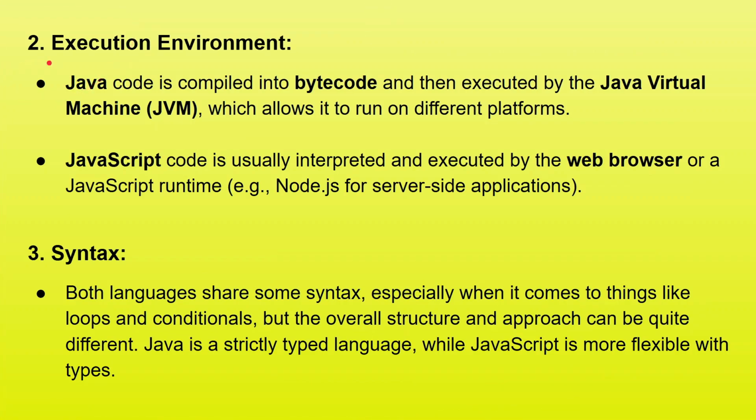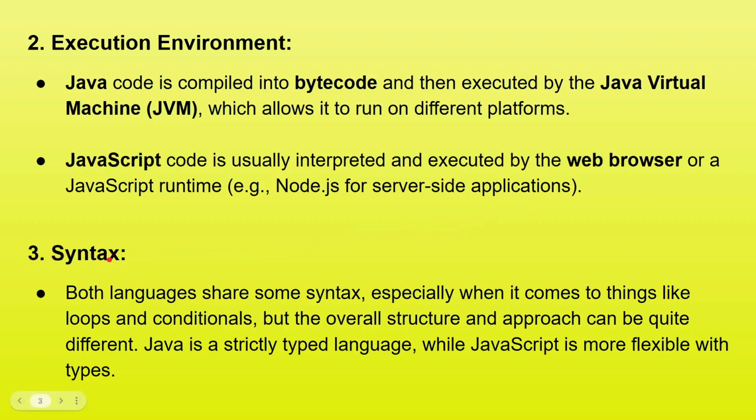And the second point is execution environment. Java code is compiled into bytecode and then executed by the Java Virtual Machine, which is the JVM, which allows it to run on different platforms. JavaScript code is usually interpreted and executed by the web browser or a JavaScript runtime. Example: Node.js for server side applications.